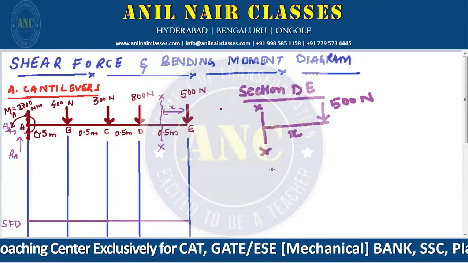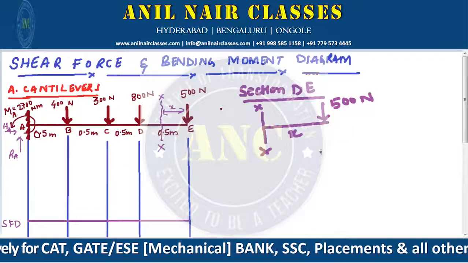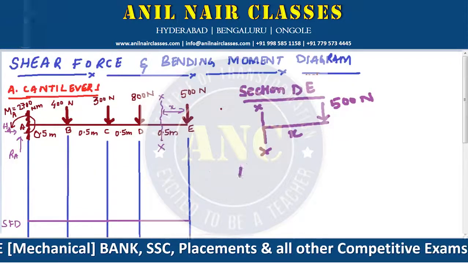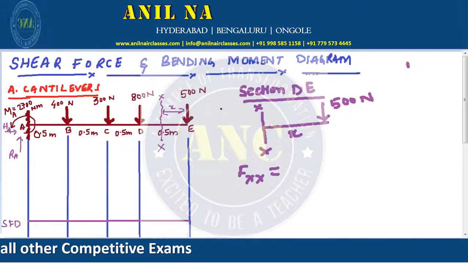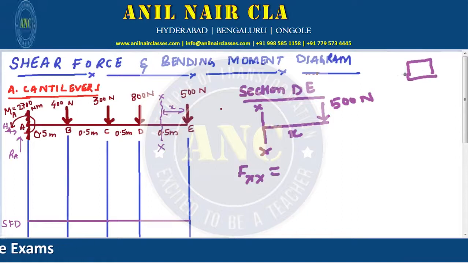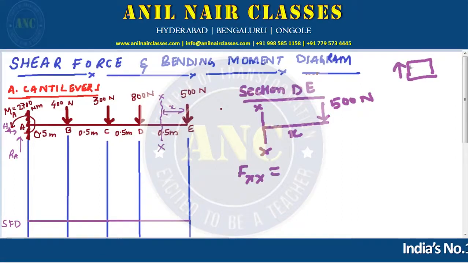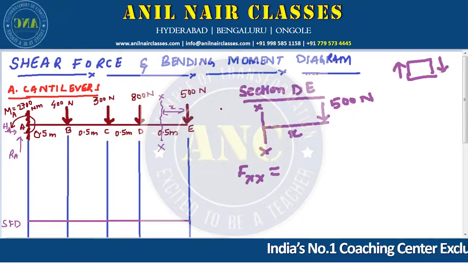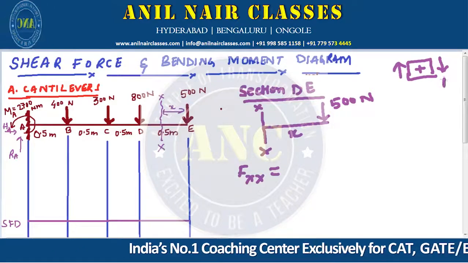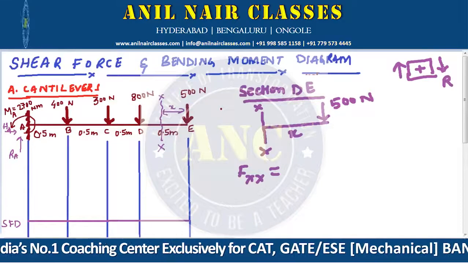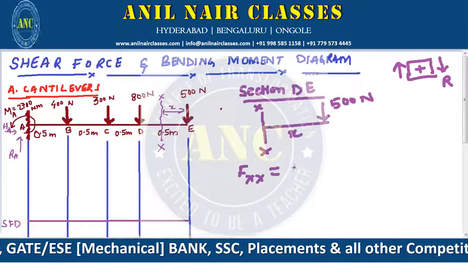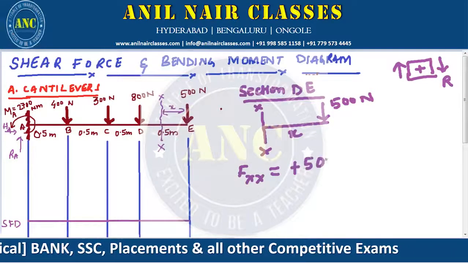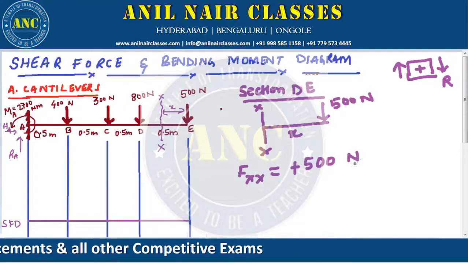So here, when we consider this, what is the force over here? If you go to the sign convention, we have just learned, right? Assume you are going from the left and coming to the right, this is positive. So we are considering the right section. So on the right section, it is coming down. So this will be positive, that is plus 500 newtons.